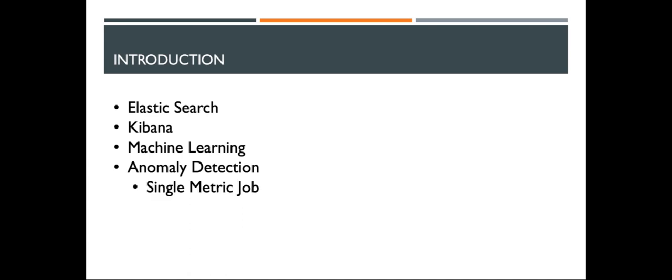So there are various ways of doing that. We will learn about the single metric job and the multi-metric job, which can be used to find the anomalies in your existing data. And then we will also learn about how you can forecast the anomalies in future data, based on the patterns in the current data, right? So that's what we are going to learn in this particular course.